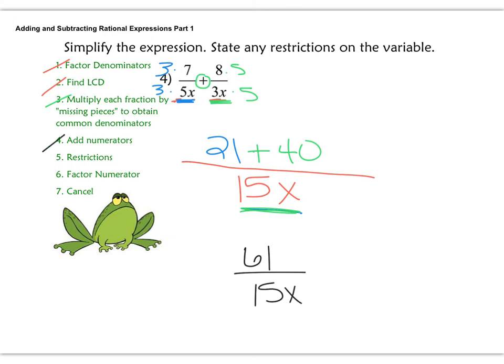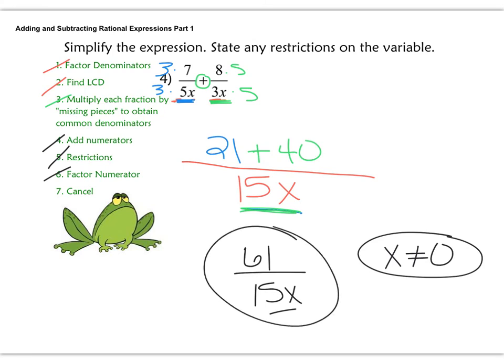Done. Restriction. x cannot equal, the only thing I'd get from there is it cannot be 0. Factor numerator, it is literally just the number 61. And then cancel, nothing goes into 61 and 15. I am done. All right, so hopefully you recognize why I don't need another x on the bottom, because I could make that a common denominator just by multiplying by a number, and it was able to make it the same. Okay, so as long as you can multiply by something and make them the same, that's what we're trying to do for the common denominator.